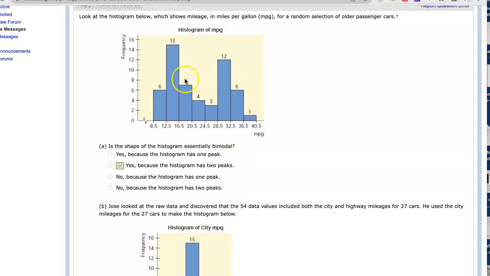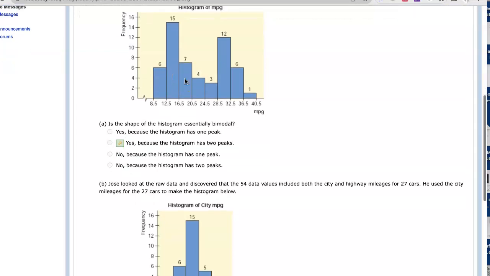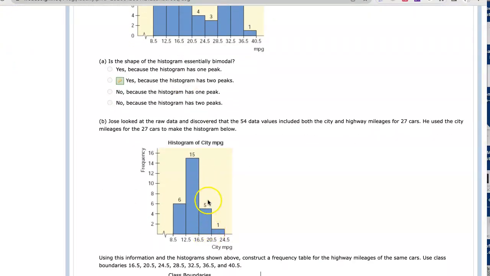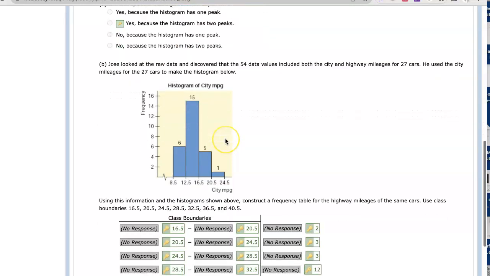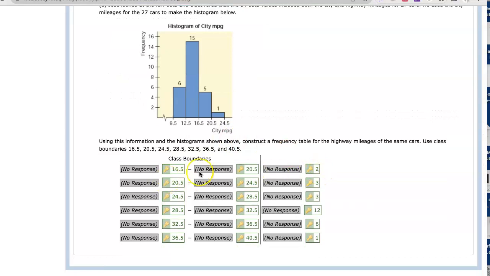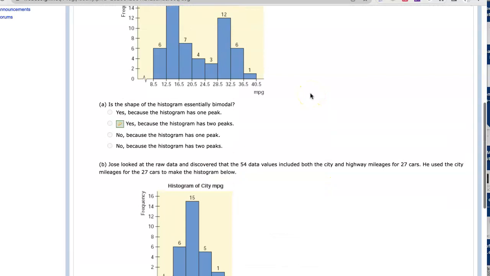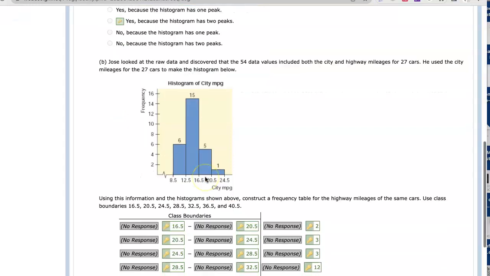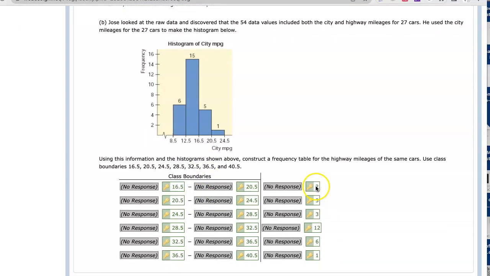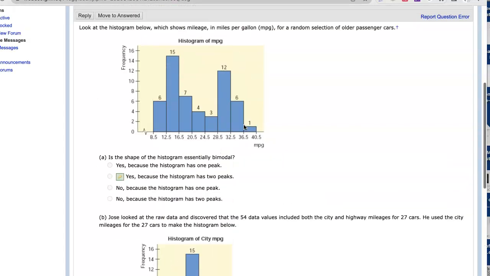16.5 to 20.5, there were 7 cars total that fell within there for both city and highway. And if we subtract off the 5 cars that had the city miles per gallon, that would leave us just 2 cars for the highway miles per gallon, which is what's going here. So from 16.5 to 20.5, it's 7 cars total, minus the 5 for the city miles per gallon, gives us 2. Then let's go look at 20.5 to 24.5.